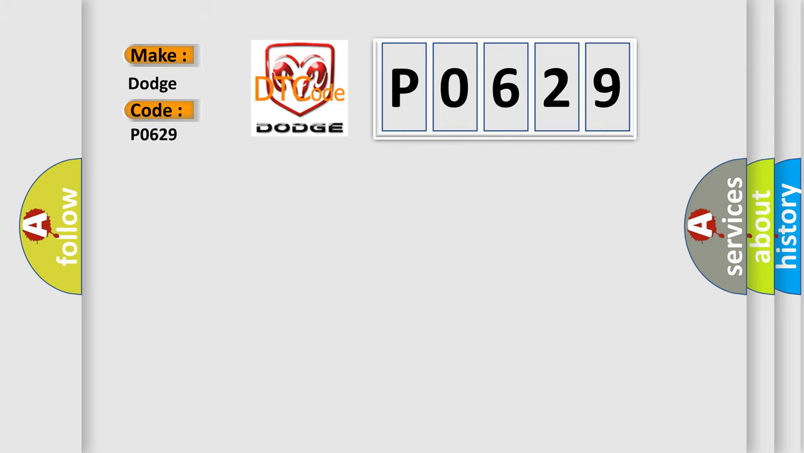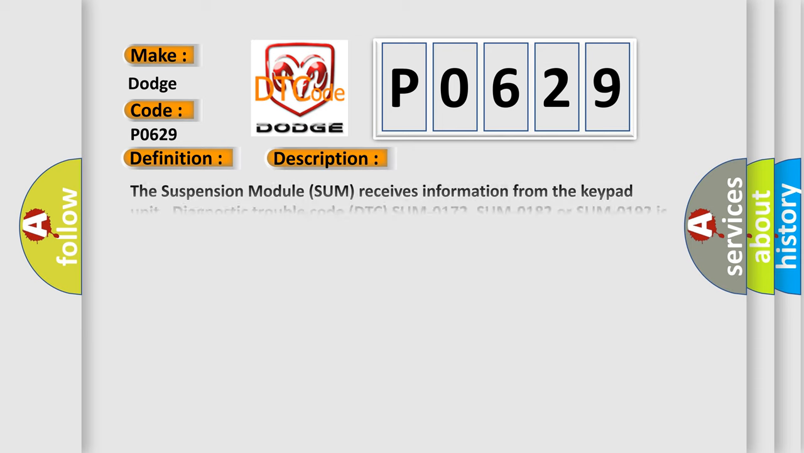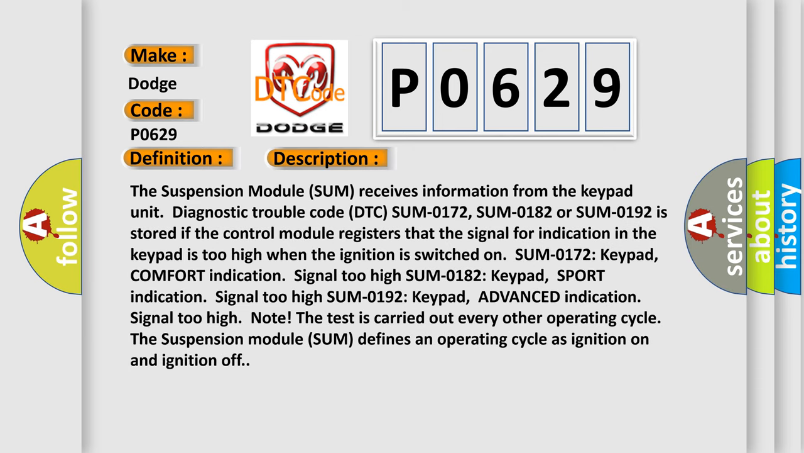The basic definition is Keypad SPORT indication signal too high. And now this is a short description of this DTC code. The suspension module SUM receives information from the keypad unit. Diagnostic trouble code DTC SUM 0172, SUM 0182 or SUM 0192 is stored if the control module registers that the signal for indication in the keypad is too high when the ignition is switched on.